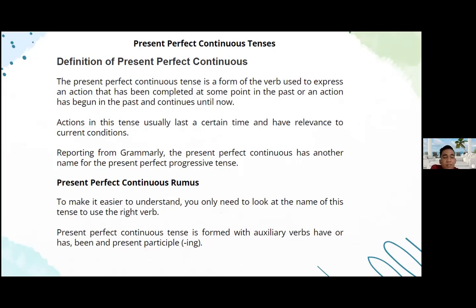Present perfect continuous formula. To make it easier to understand, you only need to look at the name of this tense to use the right verb. Present perfect continuous tense is formed with auxiliary verb have or has been and present participle. Next.